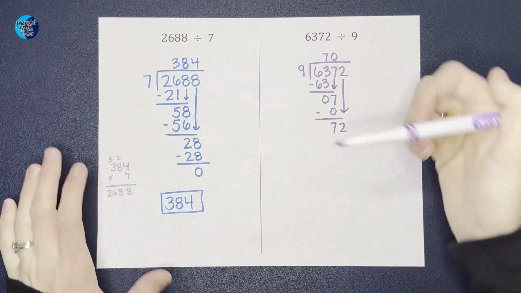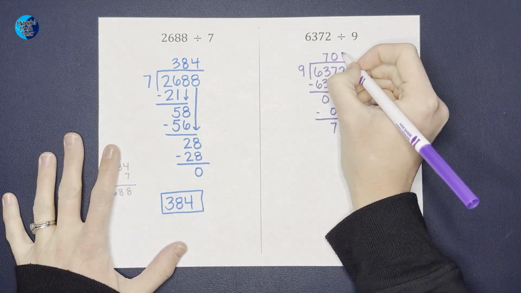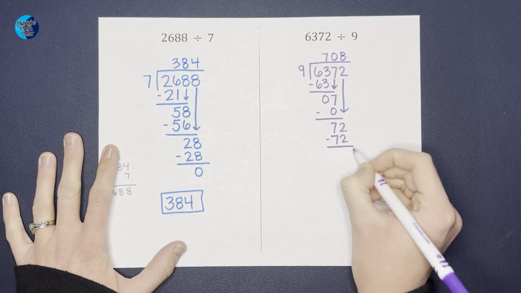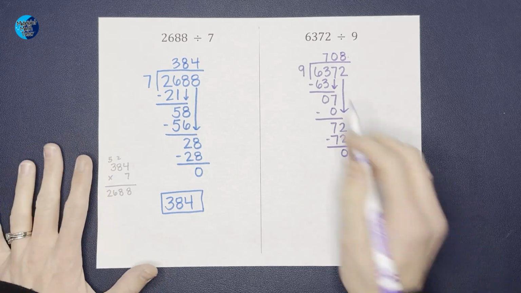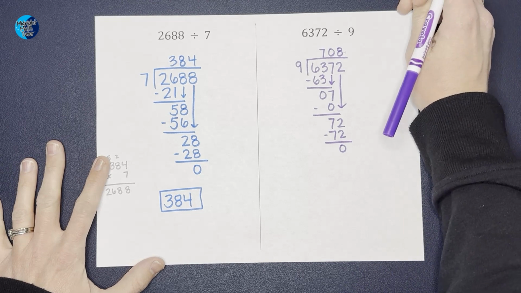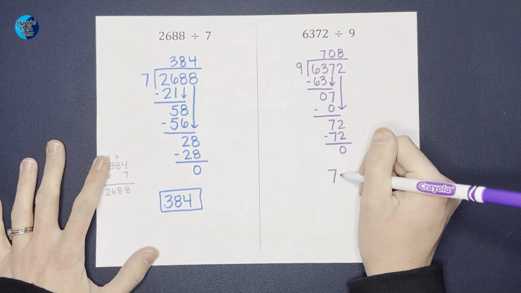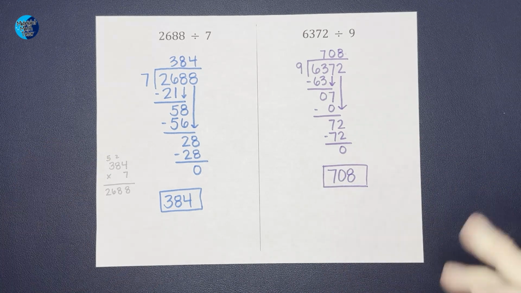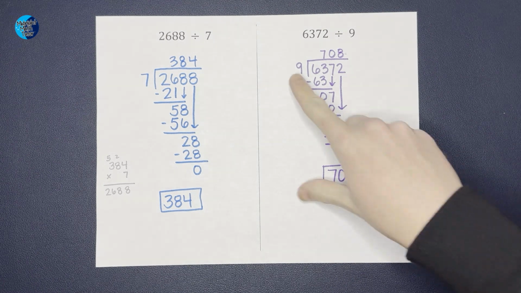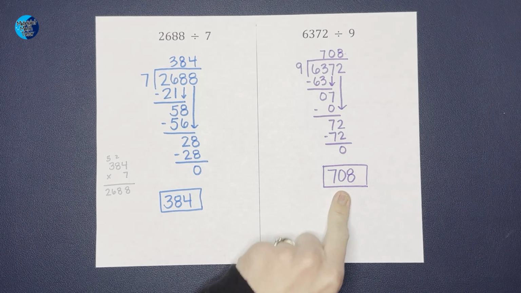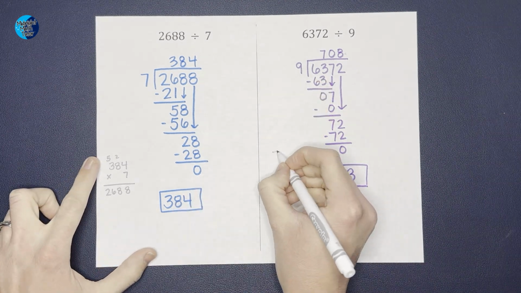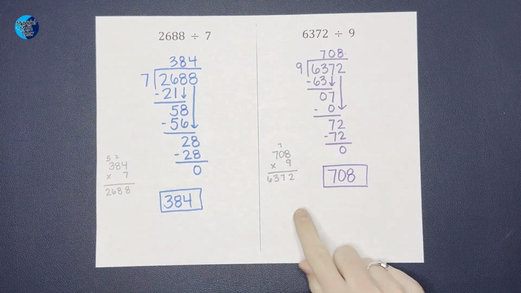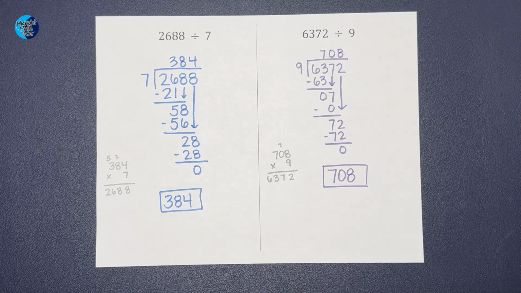All right. Now, how many times does 9 go into 72? Well, it goes 8 times, and 8 times 9 is 72. And when I subtract that, I get 0. So 6,372 divided by 9 gave me 708. Awesome. Okay, I'm just going to check it really fast. I'm going to do 9 times 708 and make sure that I get 6,372. All right, there we go. I did get 6,372, so I'm feeling pretty confident that I did that correctly.